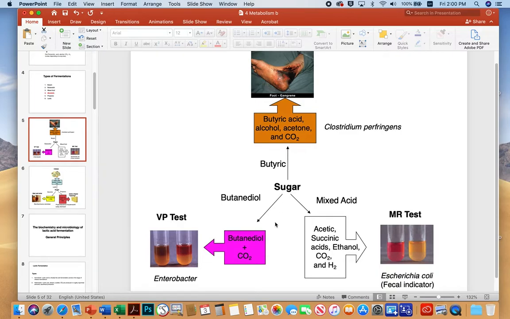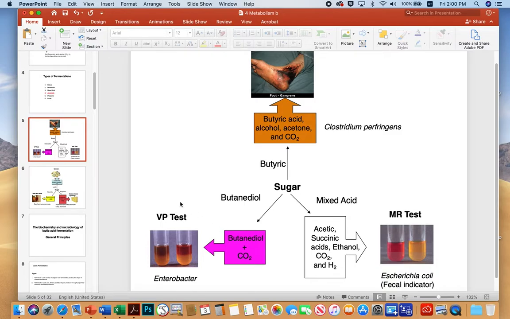So a butanediol fermenter will produce, as the name suggests, butanediol and CO2. Don't worry about what that is. And then a mixed acid fermenter will produce a variety of acids. And again, you can use basically a pH test to tell the difference between these types of organisms. But again, I'm not going to ask you questions about MR and VP testing.